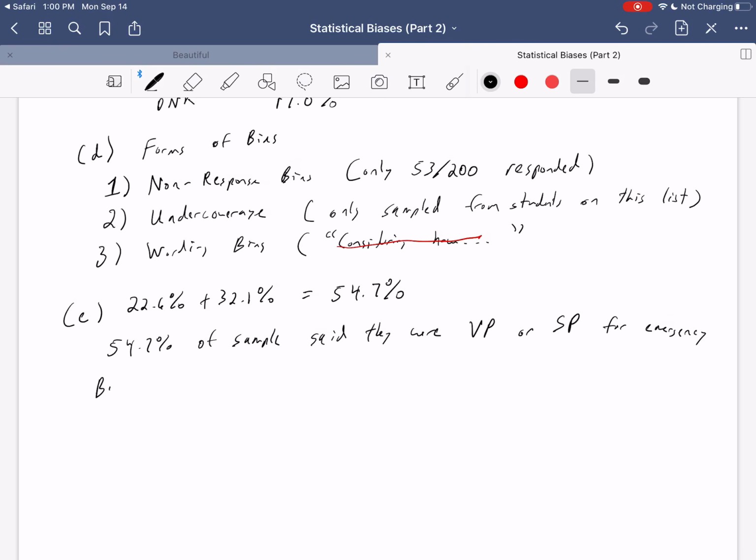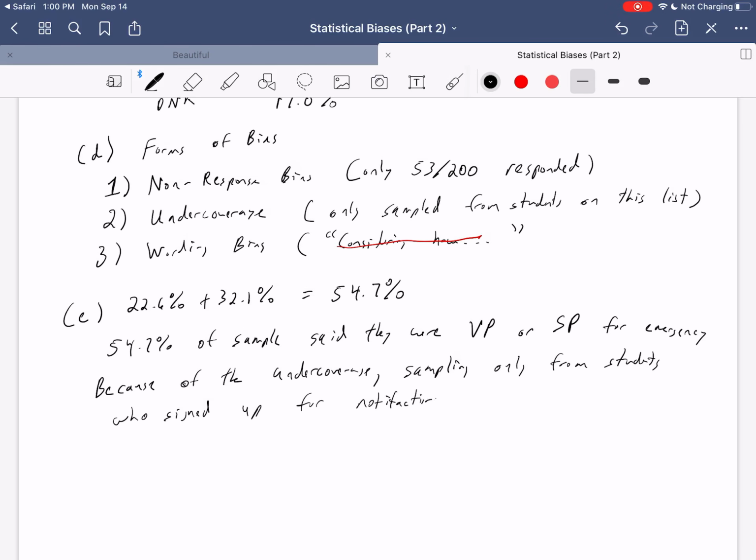So because of the undercoverage, sampling only from students who signed up for notifications, i.e., showed interest in emergency preparedness.